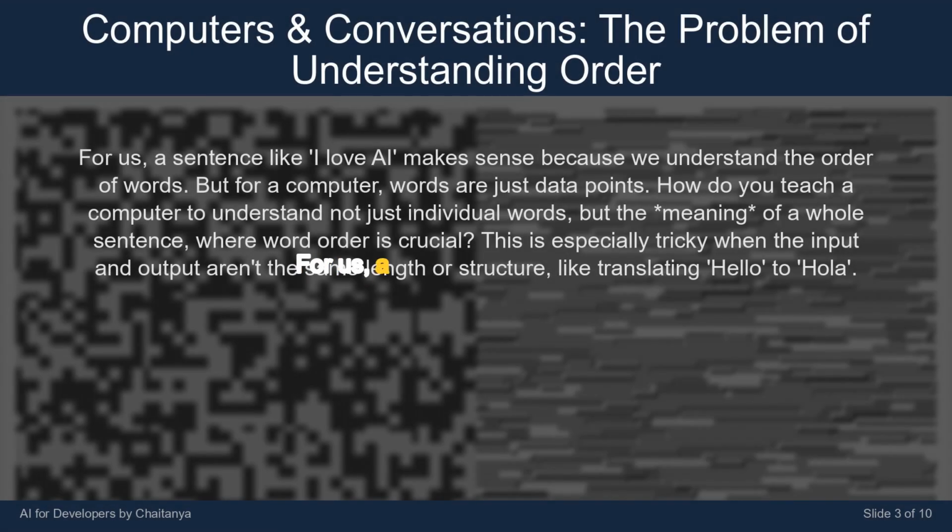For us, a sentence like, "I love AI," makes sense because we understand the order of words. But for a computer, words are just data points. How do you teach a computer to understand not just individual words, but the meaning of a whole sentence, where word order is crucial? This is especially tricky when the input and output aren't the same length or structure. Like translating hello to hola.